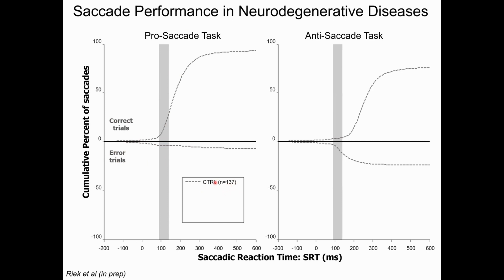These are elderly individuals from 55 to 85 years of age. There's 137 of them there. They do really good in the pro-saccade. They make some errors in the anti-saccade, both express and regular latency errors, but they're pretty good.